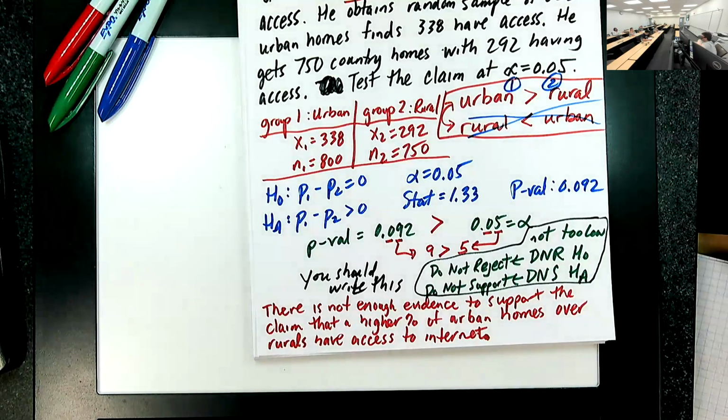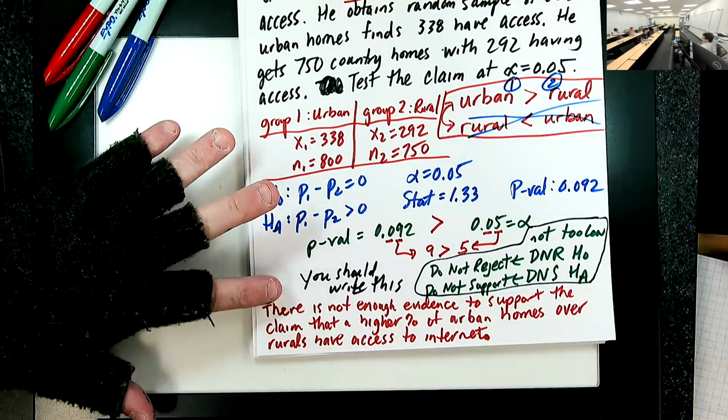Reject or do not reject. Support or do not support. I'm kind of confused about the paragraph. So you say that there's not enough evidence, basically, if the p-value is greater than the alpha, and then just summarize some of the data with your paragraphs?